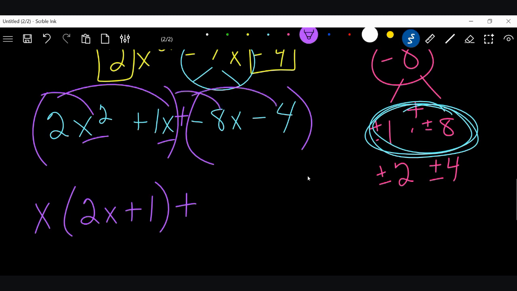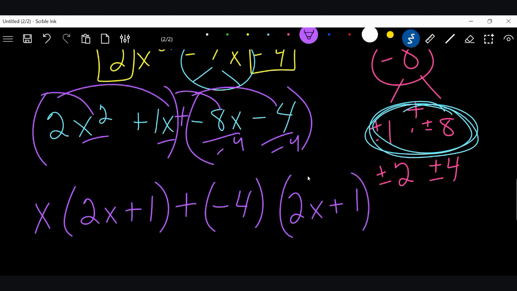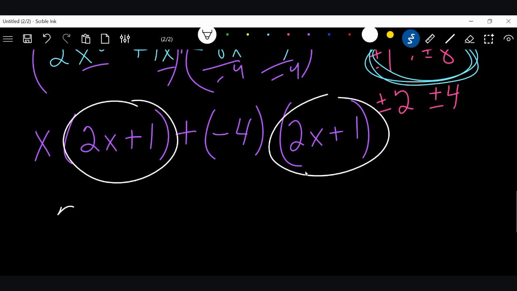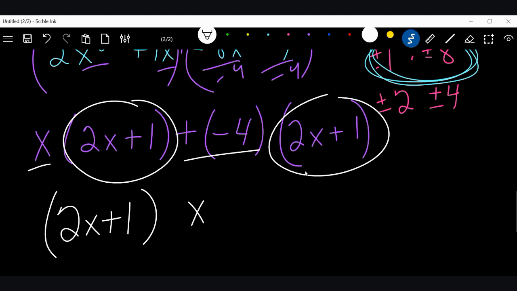What comes out of here? A negative 4. And so we're left with a negative 4, and if we're dividing everything by negative 4, that comes out to a 2x plus 1. And now here's our common factor. And so we use that one once, 2x plus 1. And then we use our leftovers here. And instead of writing it as a plus minus, you could just write it x minus 4.